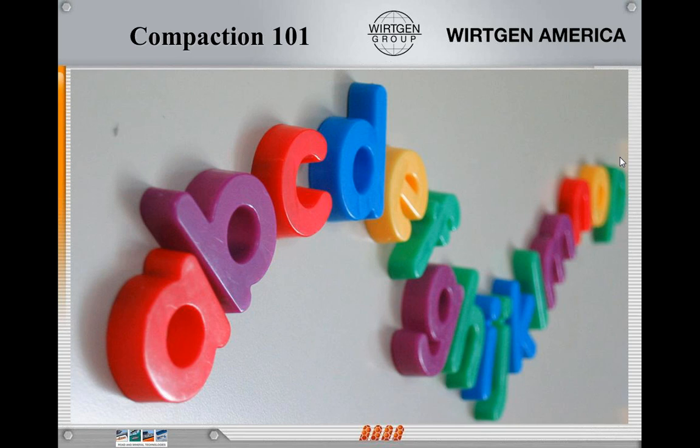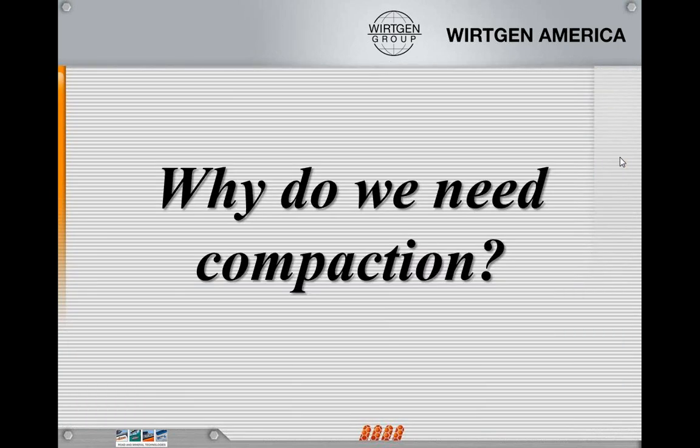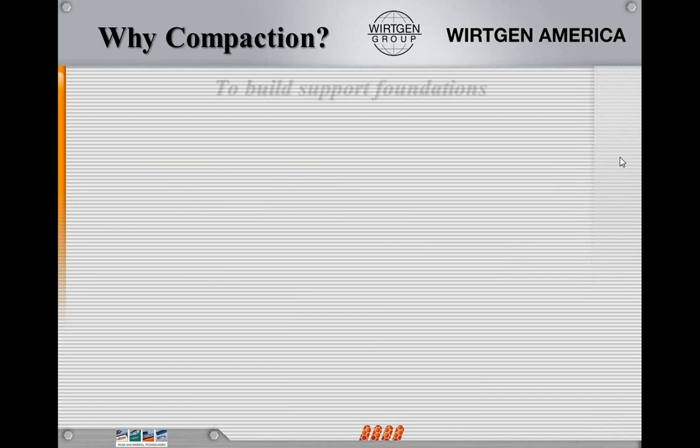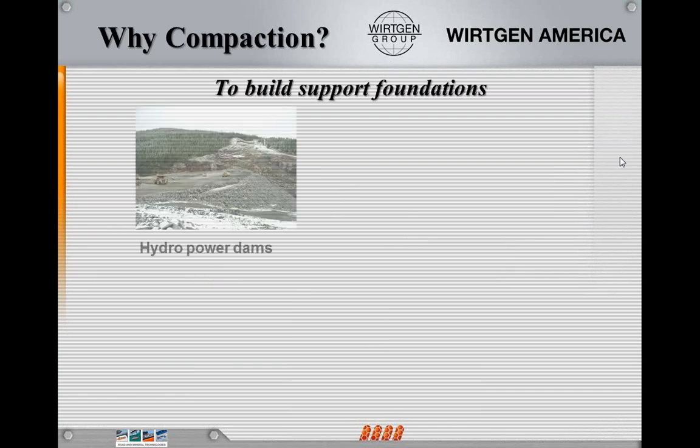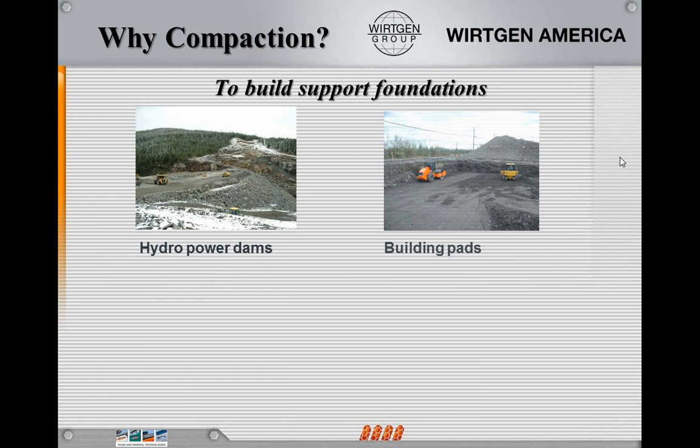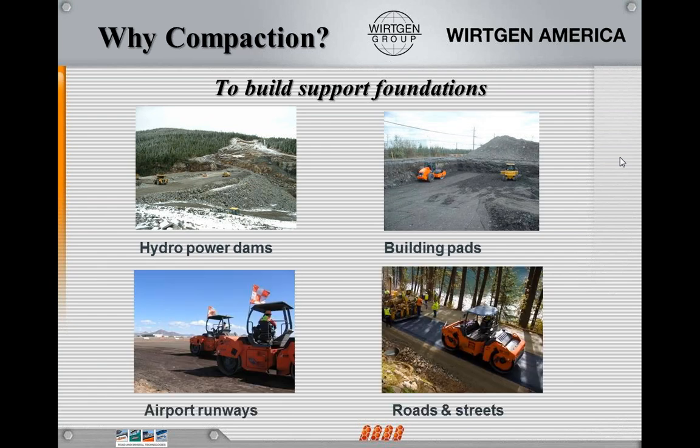Okay, enough about HAMM. Let's get into a little bit more about what we came here for, and that's Compaction 101. So why do we compact? Well, we have a lot of different things that we try to compact. We look at hydropower plants. We definitely want to make sure that the material is compacted there to hold the water back. Otherwise, that makes a mess.